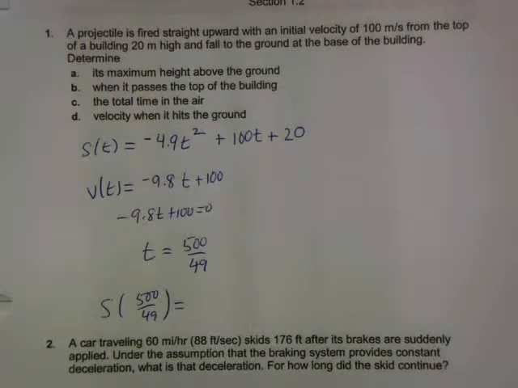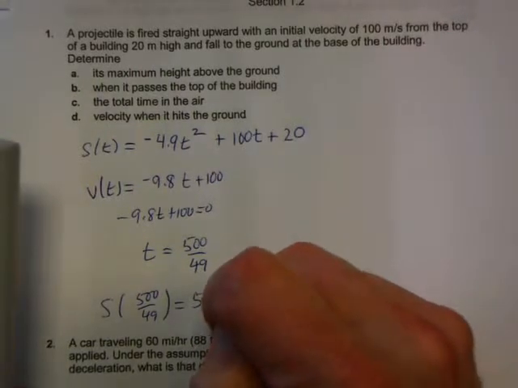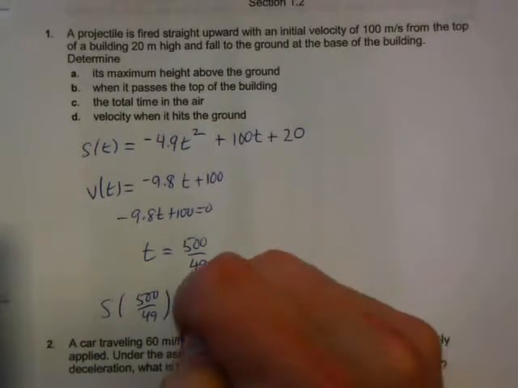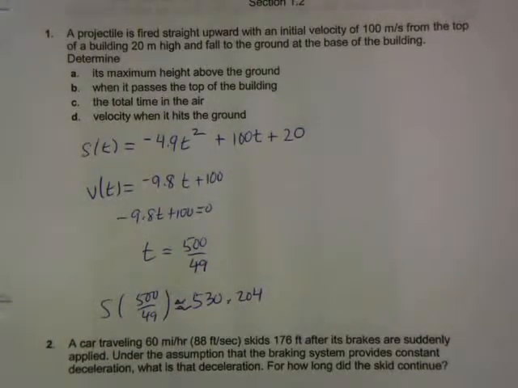All right, so S at 500 over 49 is negative 4.9 times 500 over 49 squared plus 100 times 500 over 49 plus 20. I get 530.204 approximately. So it goes approximately 530 feet in the air, or 530 meters in the air. So there's the answer to part A.